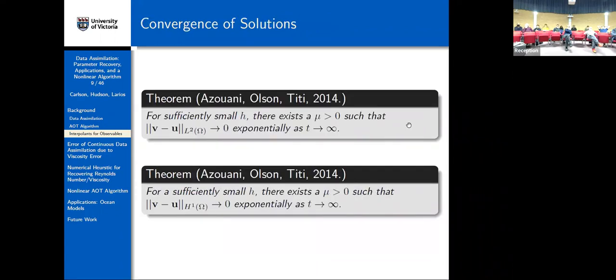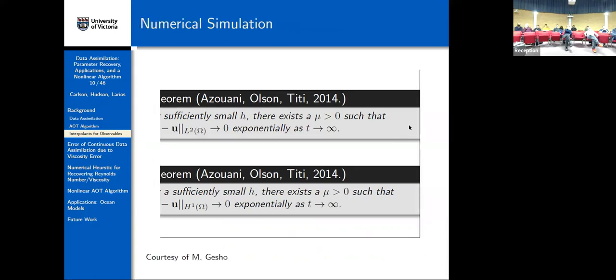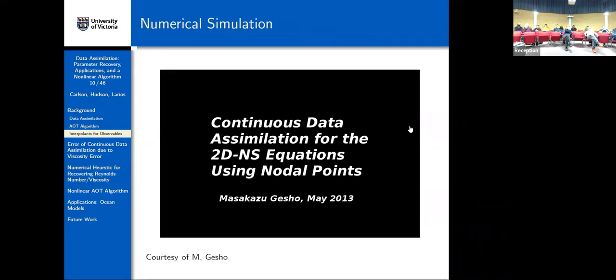And in fact, you can show that for sufficiently small h, as long as your observations are close enough together and as long as you're driving it hard enough, i.e. you can find a big mu, the L2 norm goes to 0 exponentially as t goes to infinity, and the H1 norm goes to 0 exponentially as t goes to infinity once you're close enough to the attractor. That was the result of Azouani-Olson-Titi in 2014.